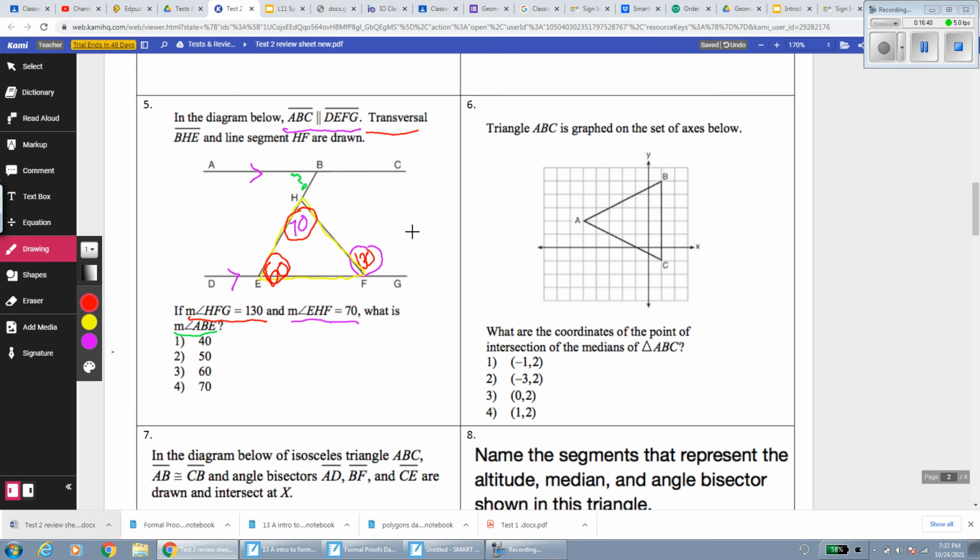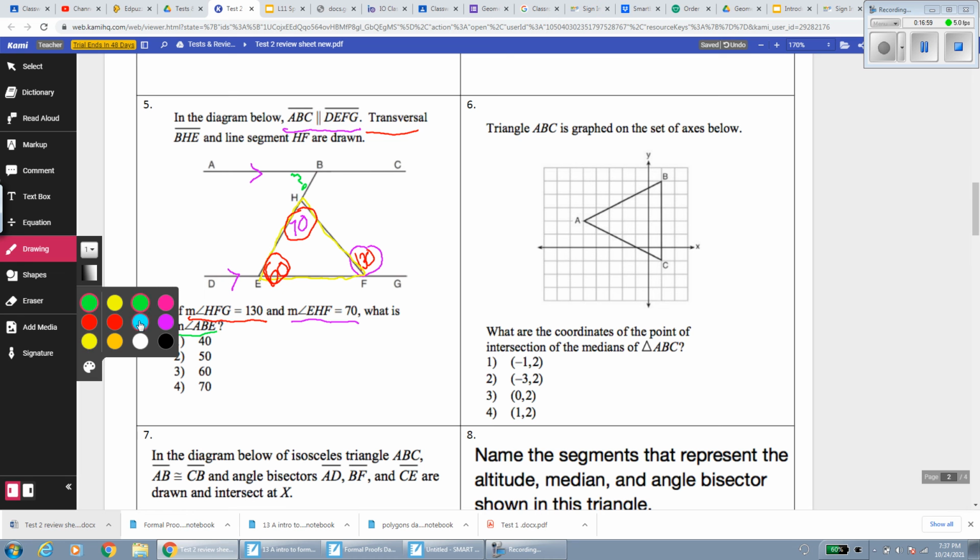So let's verify that we have that correct. The exterior angle should equal this plus this. 70 plus 60 is 130. So we have found these two angle measures. We have found this angle measurement over here. They gave us this one. So now we're getting a little bit closer.